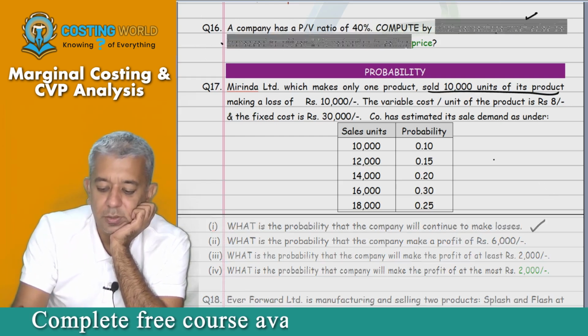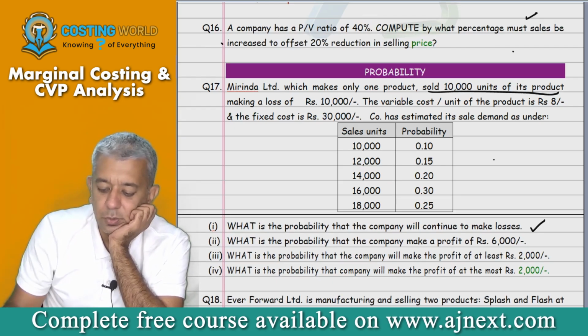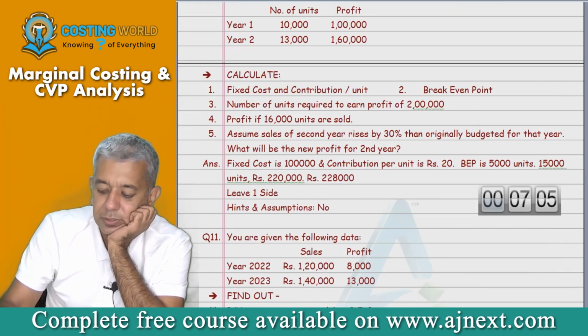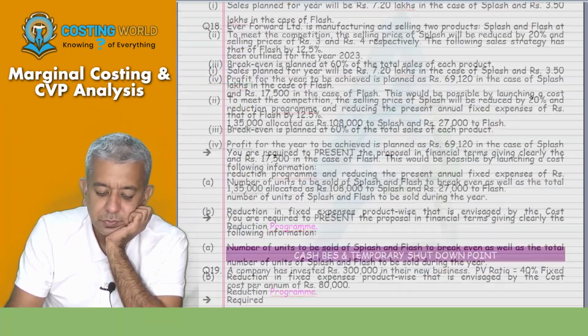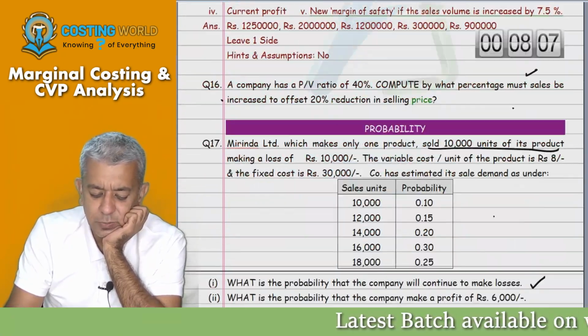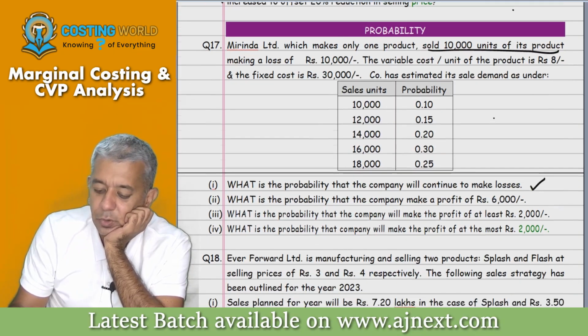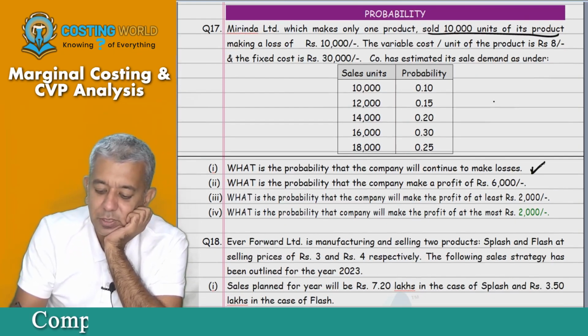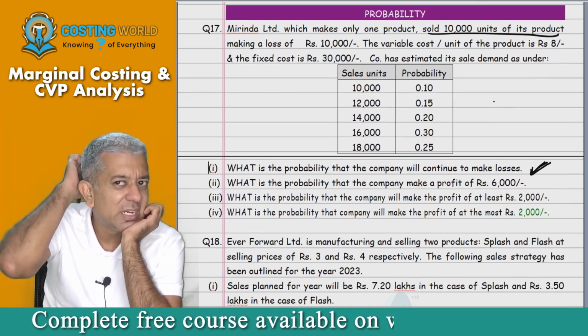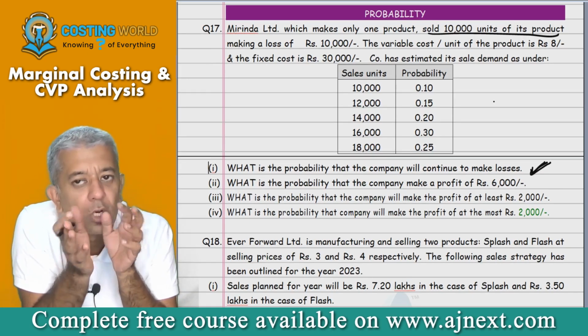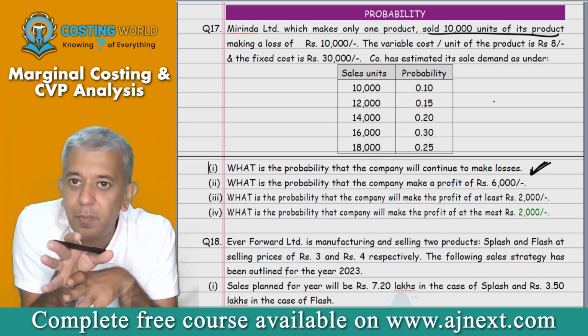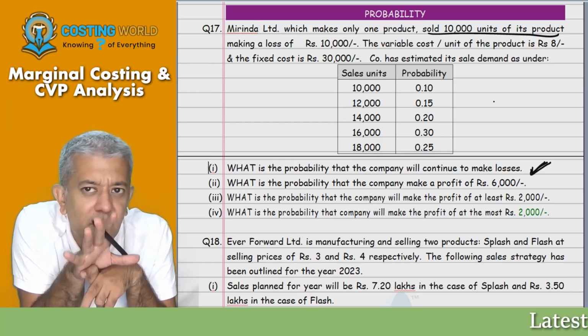Answer. Okay, listen. In part 1, what those guys are saying, listen. They are asking this particular thing: what is the probability that the company will continue to make losses? Now, you'll have to tell me something. Tell me, when does a company make loss? I want some term. Don't tell me any number. Tell me, when does a company make loss?